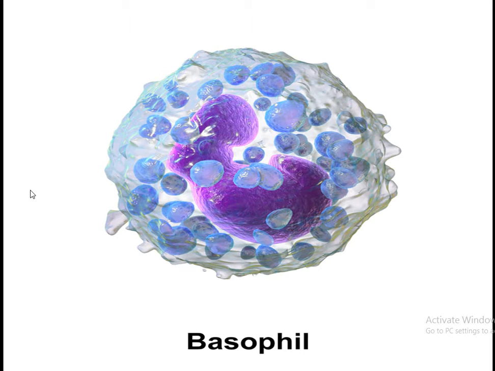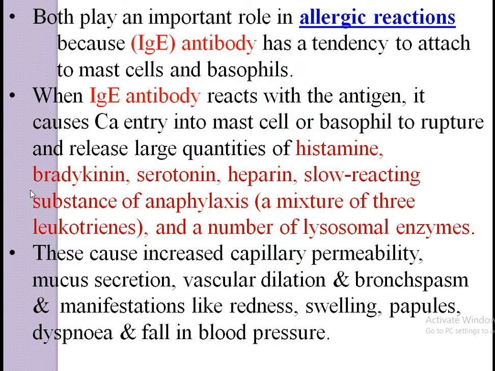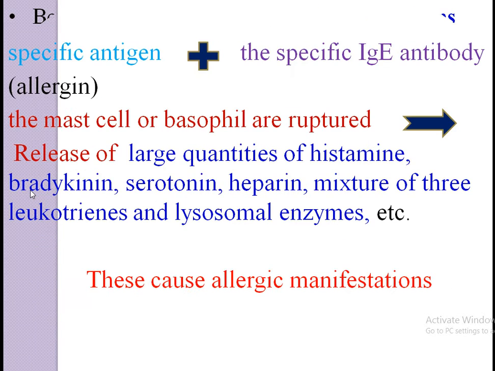This is a very nice picture of a basophil having the granules. Mast cells and basophils both play an important role in allergic reaction, because IgE antibody has a tendency to attach to the mast cells and basophils. Here I must show the picture and reaction. Specific antigen combines with the specific IgE antibody so that the mast cell or basophil ruptures and releases large quantities of histamine, bradykinin, serotonin, and other lysosomal enzymes, and these cause allergic manifestations.